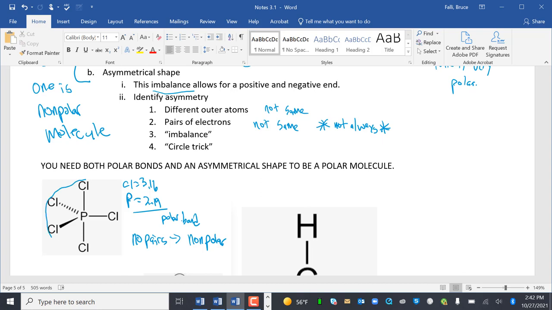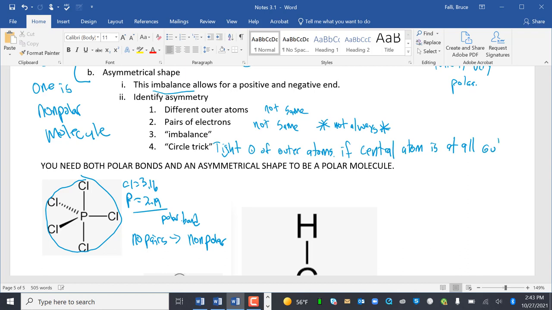I'm going to circle the outer atoms in a tight circle. Okay, circle trick is a tight circle of outer atoms. If the central atom is outside, it is asymmetrical. If it's all inside, or not outside, it's symmetrical. You see the piece in the middle of that? Right? So the circle check says symmetrical.